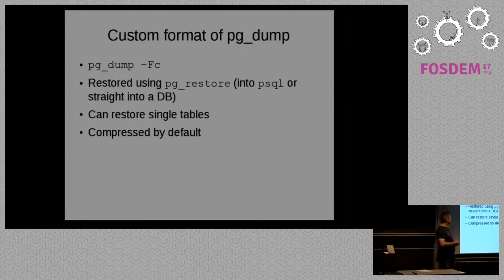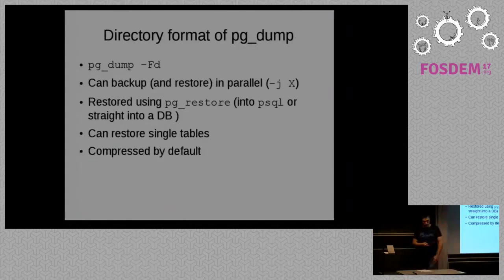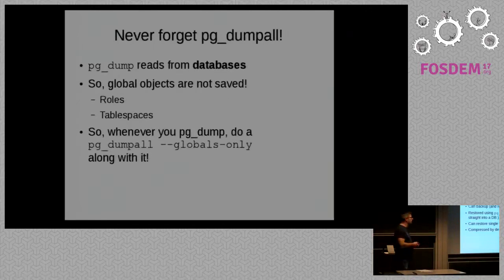It can restore single tables and it is compressed. Then you have the directory format, which has an advantage because it can run in parallel. With -j, it will create a directory with a different file for every table that you have, so you can also restore them in parallel, which makes it faster. Anyway, jumping forward.